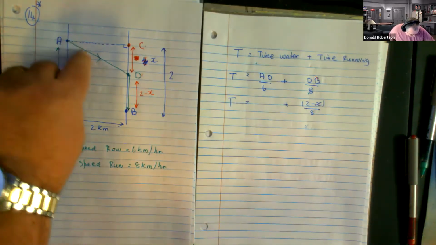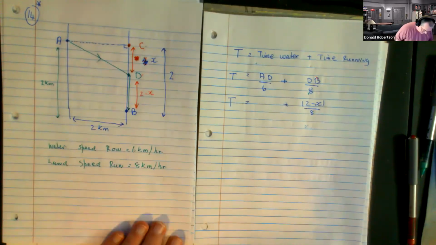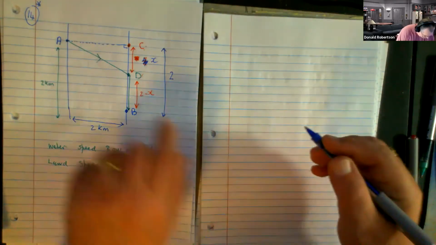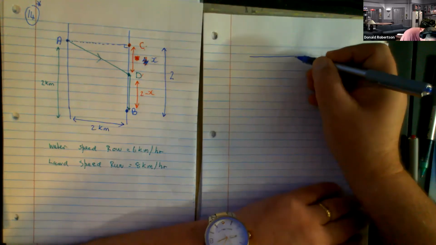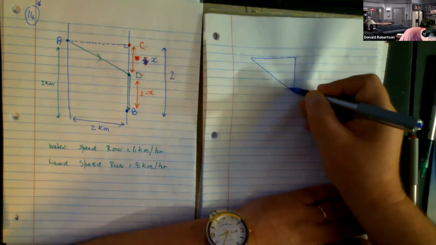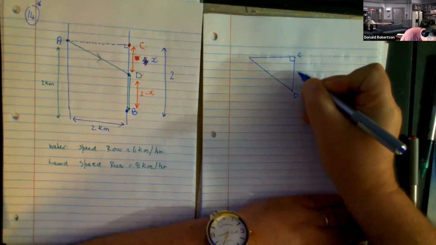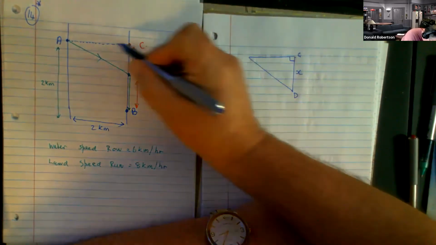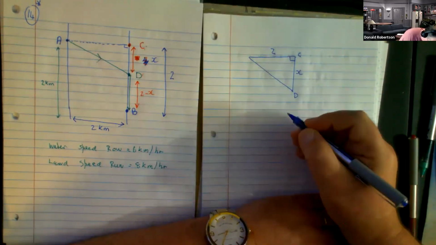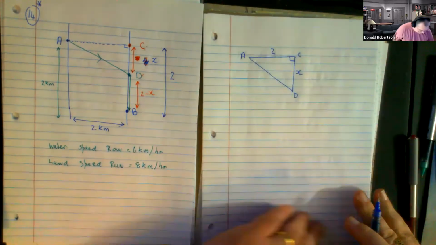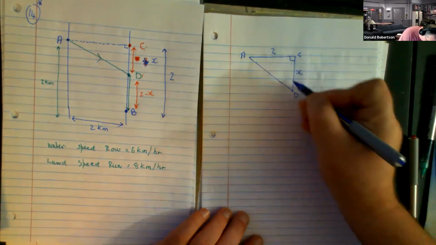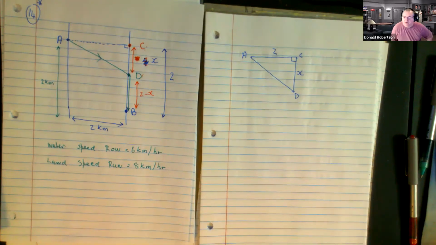Now, this distance AD is going to be the stickler one, right? So I'm just going to separate out the picture, and it looks something like this. C, D, this is x. That dotted distance is 2. There's A. But the distance I want is AD. How will I find the distance AD in terms of x?